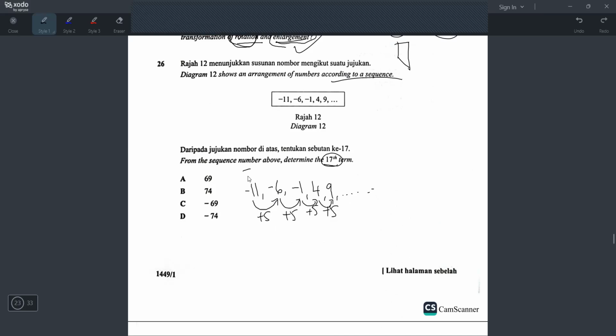So term number 1 is negative 11. The term number 2 is negative 6. This one term number 3, term number 4, term number 5. And I want to find term 17, until term number 17. So how to do that?